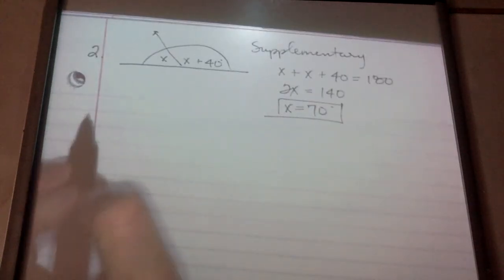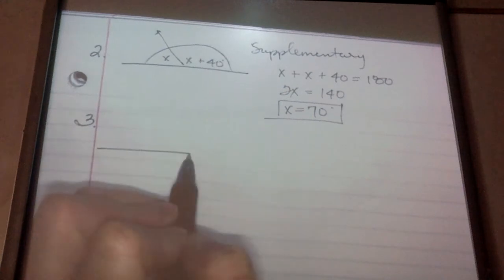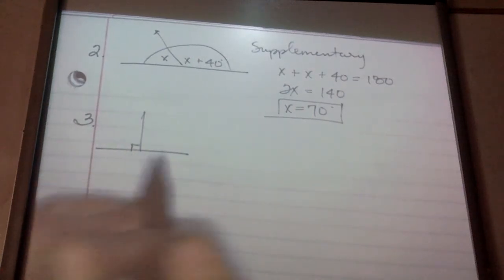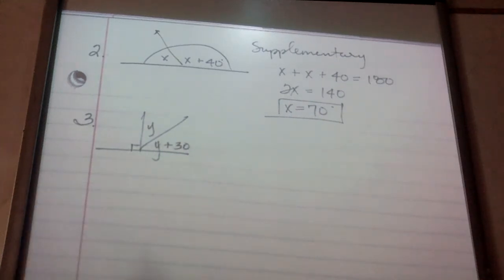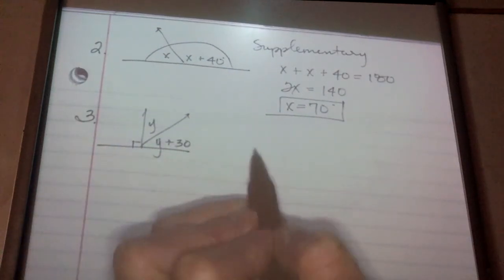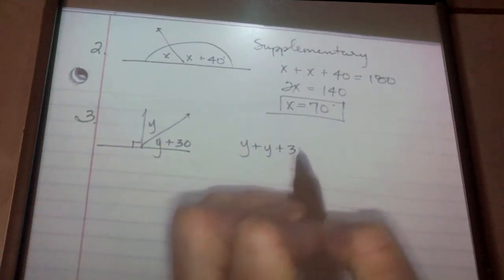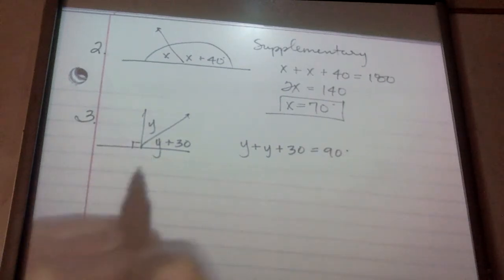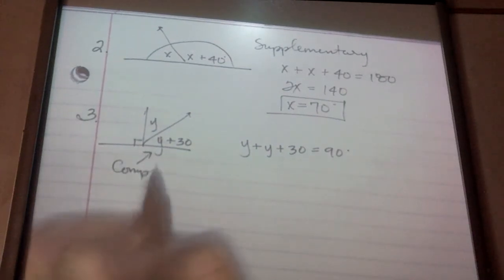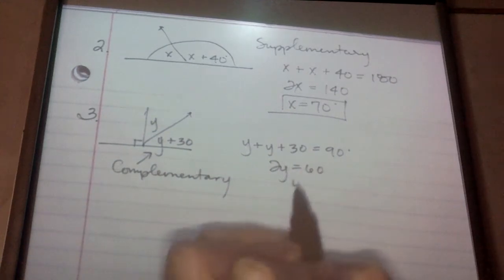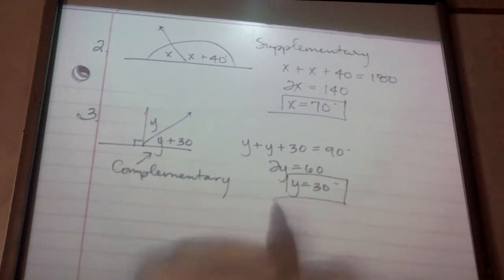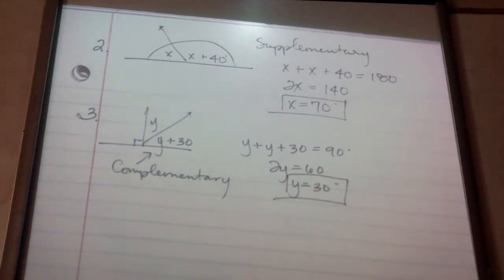Again, this is review, easy peasy, right? So if I have a straight angle, and they label this as 90, and y plus 30, okay? I know that this side must be 90, so y plus 30 equals 90, right? Because this right here is complementary. So 2y equals 60 means that y equals 30 degrees. So that should be all the review that you need there.